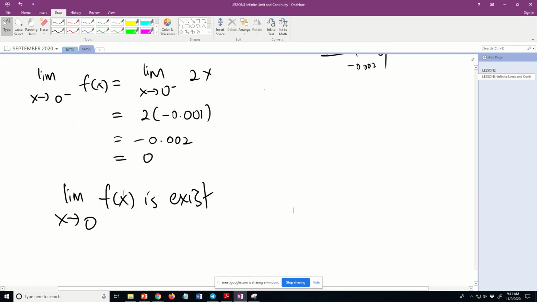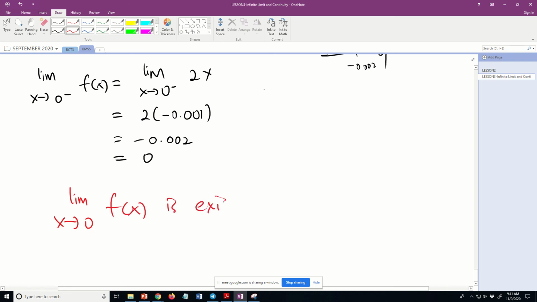Okay, inilah. Kejap, ini saya padam. Saya letak ni warna merah. Ini boleh warna merah. Ini saya nak lagi warna merah. Sekejap, ini padam. Ini saya bagi warna merah. Limit x approaches 0 for function fx exists. Maksudnya condition 2 satisfied. Condition 2.